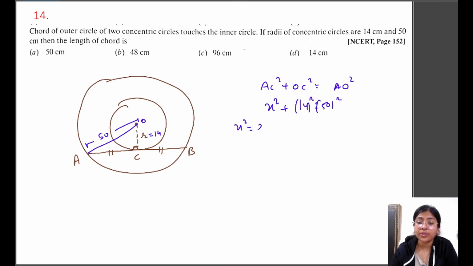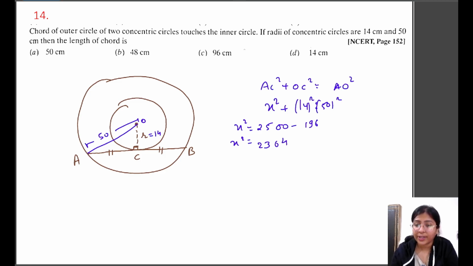So x square is equal to 2500 minus 196. If you subtract these two, what will come? Yes, 10 minus 6, 4, 9, 0, okay, 3, 2304. So the value of x square is 2304. So the value of x will be under root of 2304. That will be, yes, how much?